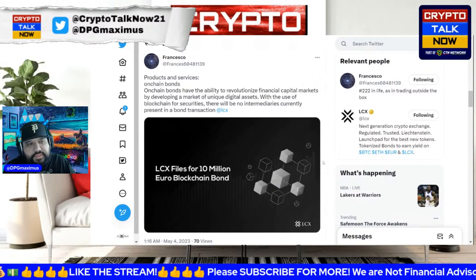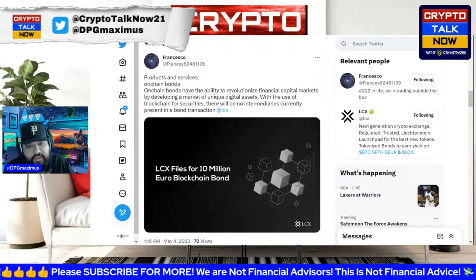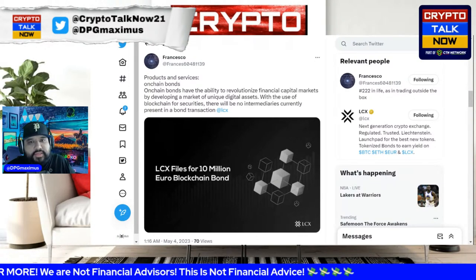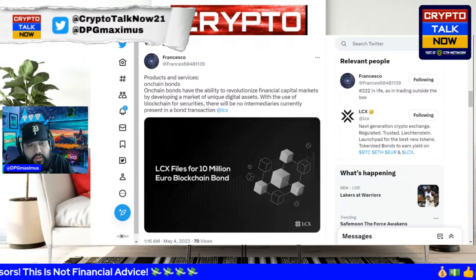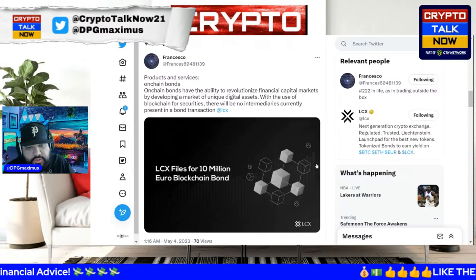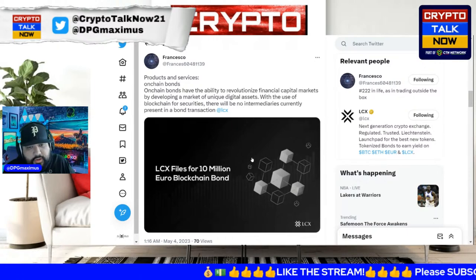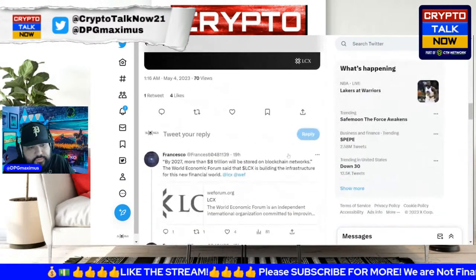Products and services, on-chain bonds. On-chain bonds have the ability to revolutionize financial capital markets. How? Some people ask that, how? Well, like it says, developing a market of unique digital assets. With the use of blockchain for securities, there will be no intermediaries currently present in a bond transaction.